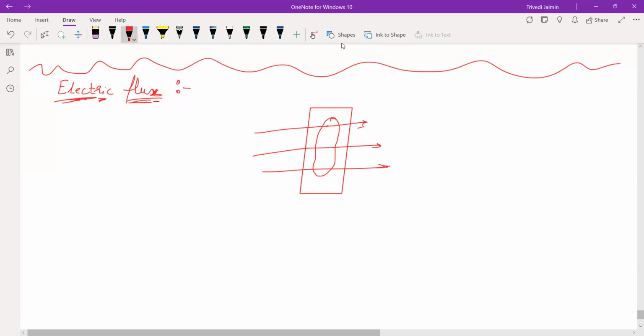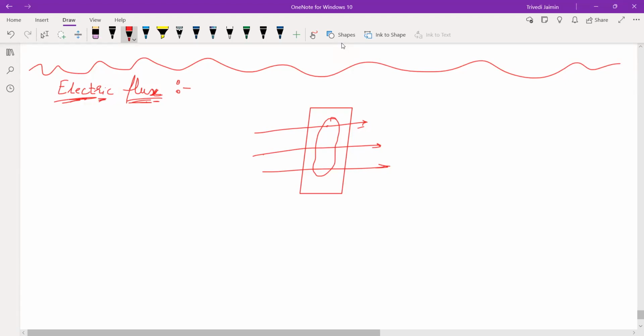Induced current means flux is generated. When flux is generated, that means current is induced, that is, current is generated there due to change in magnetic field. Flux is generated means EMF is also generated. In the same way we make a generator.